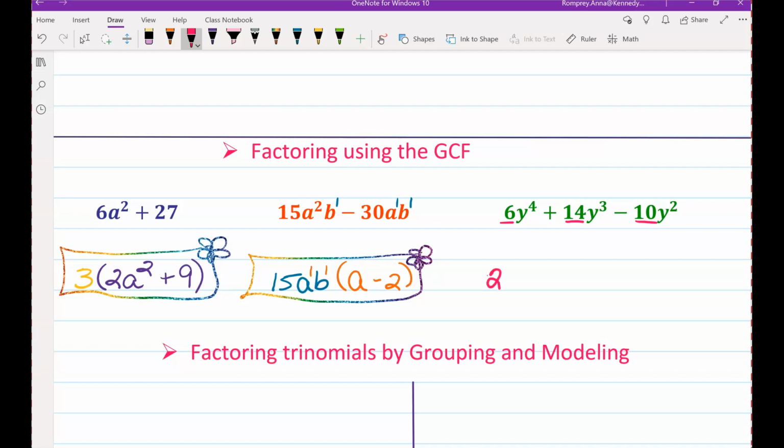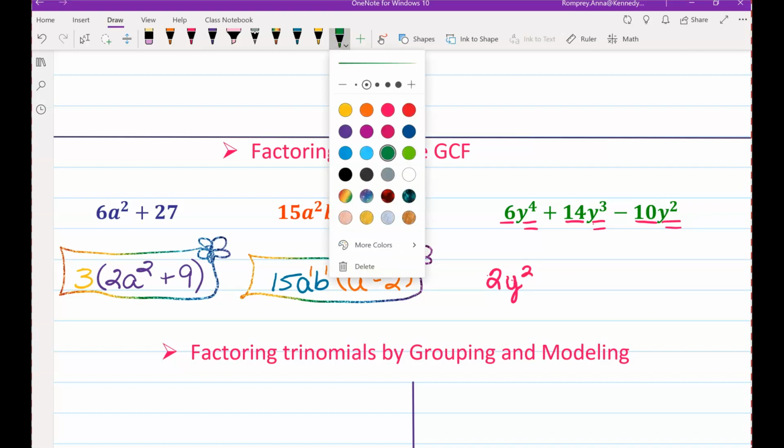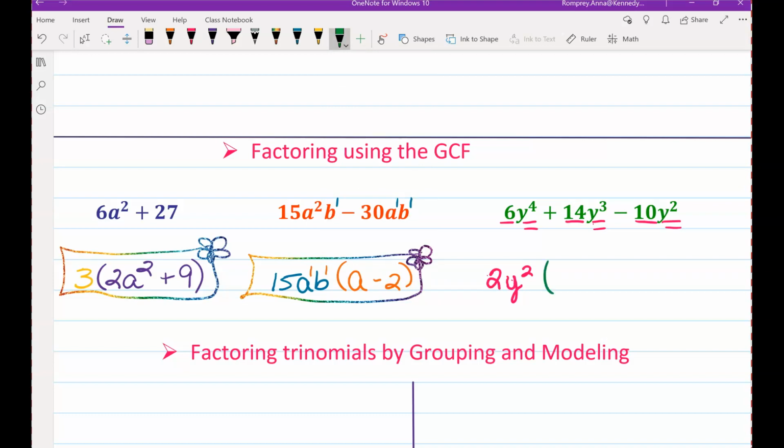Now let's look at our variables. Y to the fourth, y cubed, and y squared. So what is the minimum number of y's we have? Because remember, I can't borrow more than I have. Our first term has 4 y's, then 3 y's, then 2 y's, so we can borrow 2 y's because every term has at least 2 y's. Now let's see what's left when we divide.